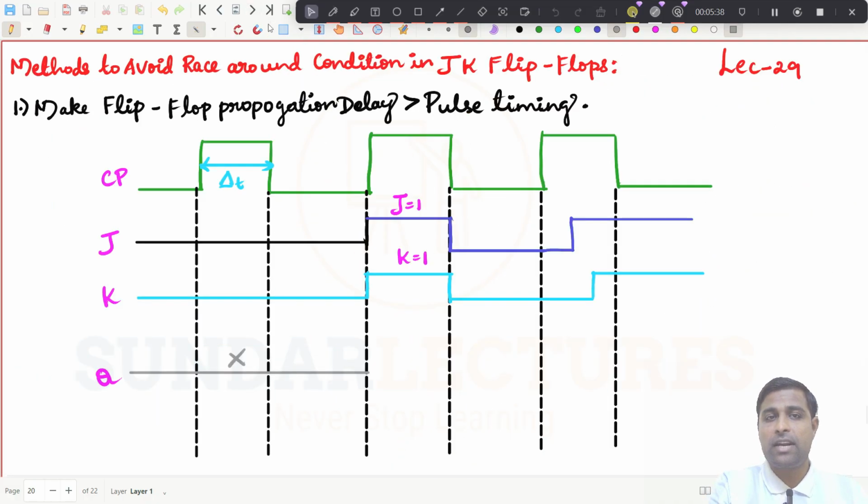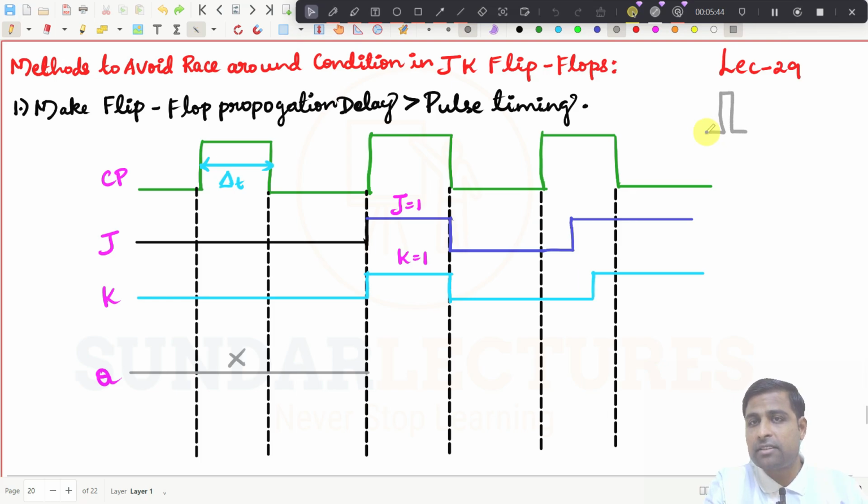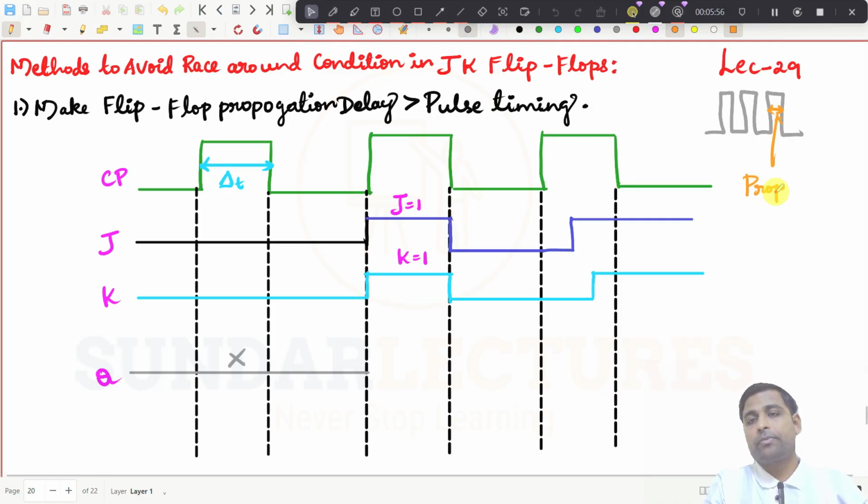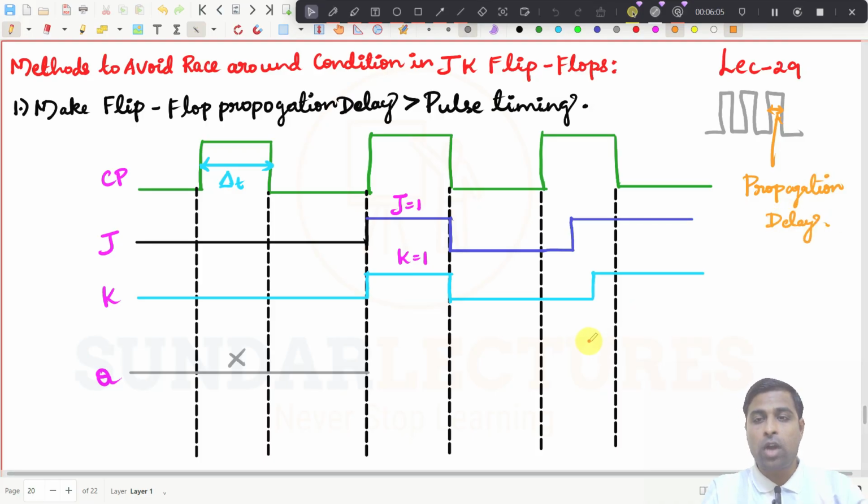propagation delay, right? So for example, I will draw here. See here, there is a change like this. This is race condition, we know already, right? This is race condition. And what is this one? This period is the propagation delay. Propagation delay.